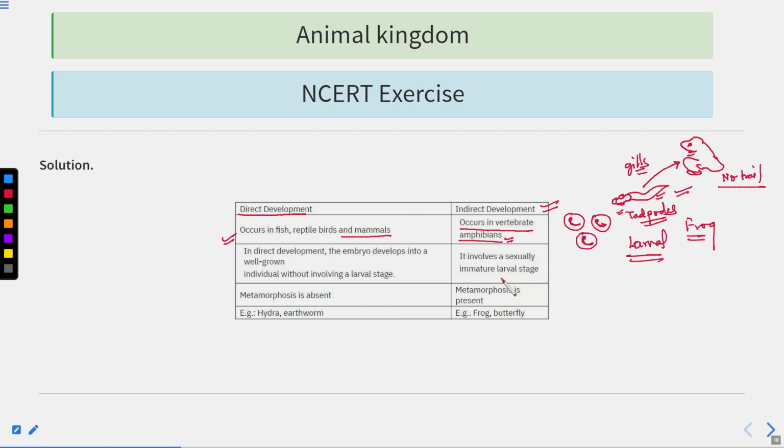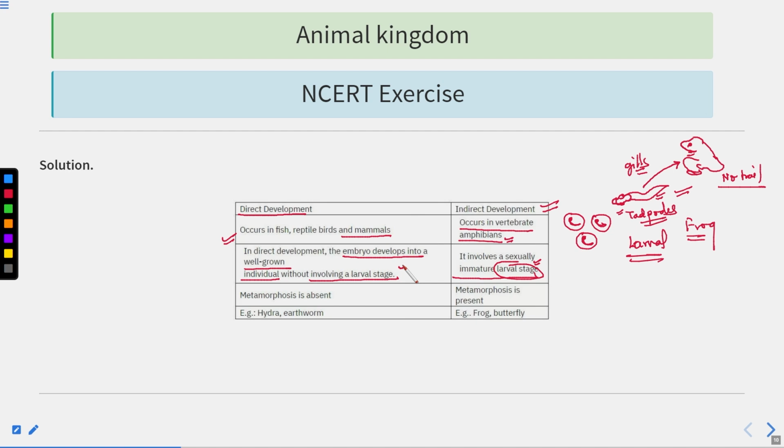Okay. So it involves a sexually immature larval stage. So there is one stage in their life cycle that is called the immature larval stage. In direct development, the embryo develops into a well-grown individual without involving any larval stage. No such stage is seen in the case of direct development. So the new child which is born in direct development resembles the adult in everything. Only the size is small.